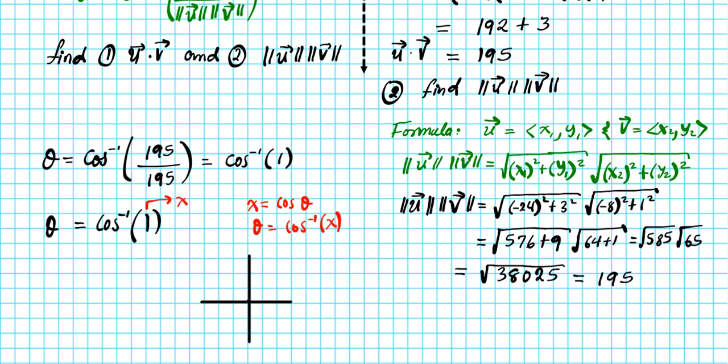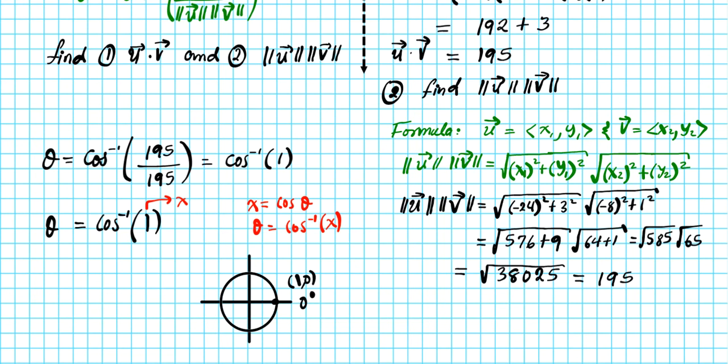So let's sketch that real quick. So there goes my unit circle. When you graph positive 1 on the x axis, you have this point right here, which is (1, 0), and the angle is 0 degrees. Okay, you can also use the graph of the cosine function to figure this out.